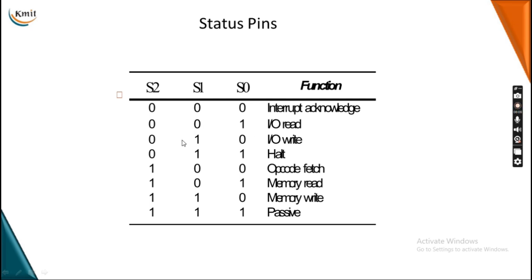001 IO read, 010 IO write, 011 halt, 100 opcode fetch, it fetches the opcode, 101 memory read, 110 memory write, 111 not active. So these are the status pins which are useful for your 3 to 8 decoder, which performs, depending upon the selection lines, a read or write operation, or an interrupt has occurred, or taking halt, or whether it is active or inactive.